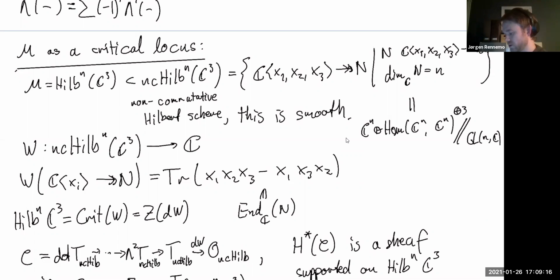Right. Another way, you can also see them as moduli spaces of representations of a certain quiver, stable representations of a certain quiver, and then for quiver representations there's also, well, basically for the same reason things are smooth.